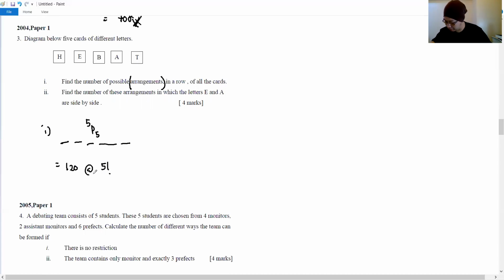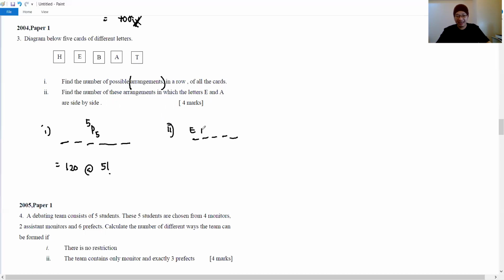5 factorial will give you the same answer. 120 also, right? 120, alright? Settle. Okay guys, next, number 2. 4 marks, this question. Okay, number 2, find the number of arrangements in which the letters E and A must be side by side. Okay, E and A must be side by side.